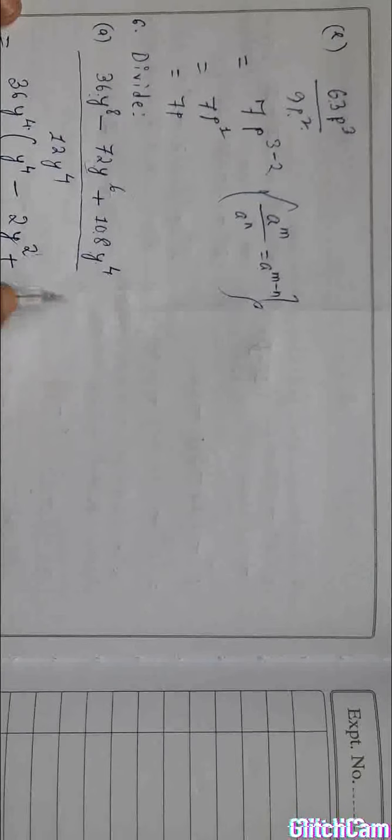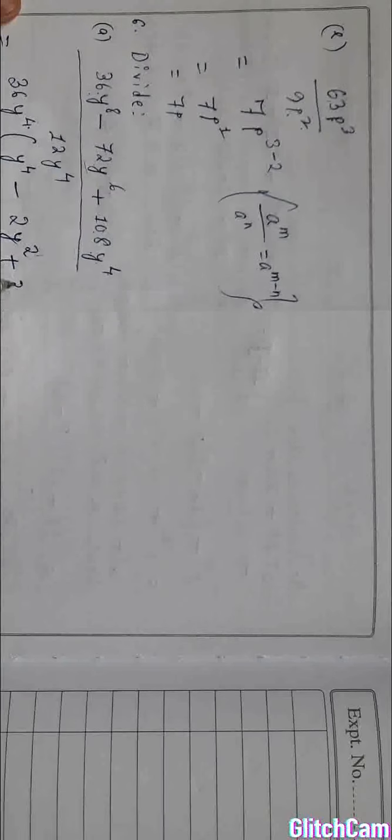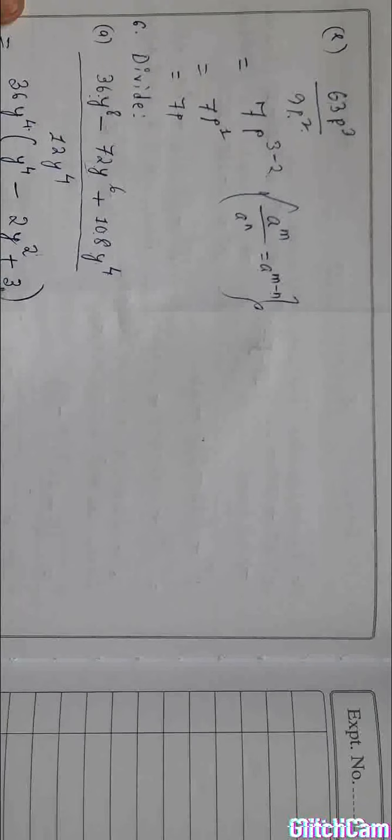Plus 3, divided by 12 y to the power 4. Since y to the power 4 we have taken common, here only 1 is left, so 3 into 1 is 3.